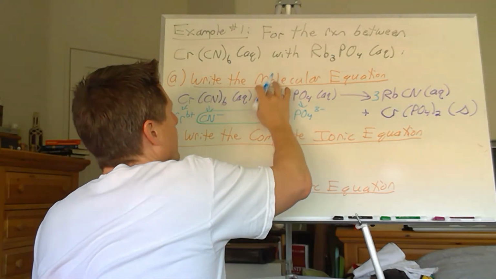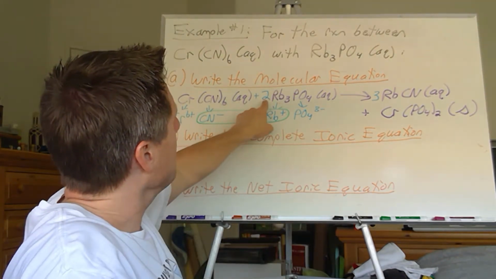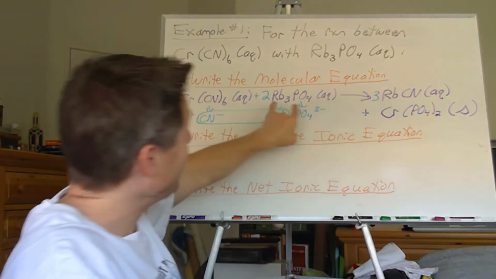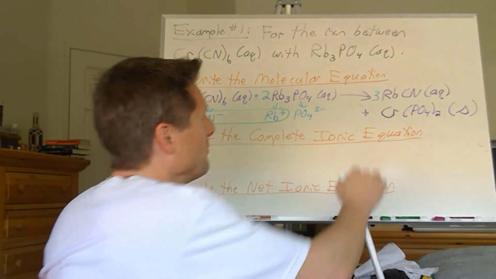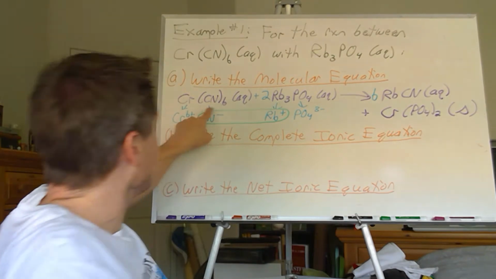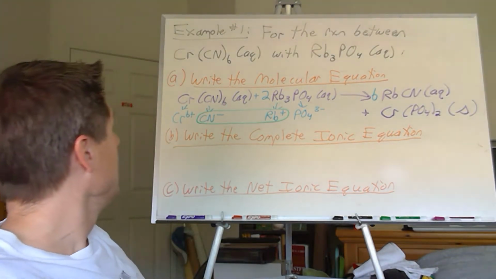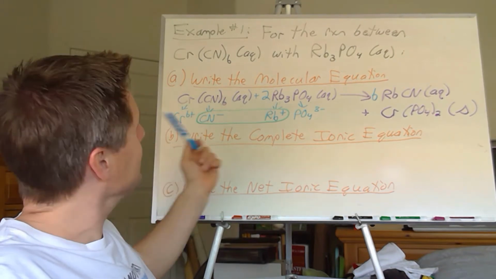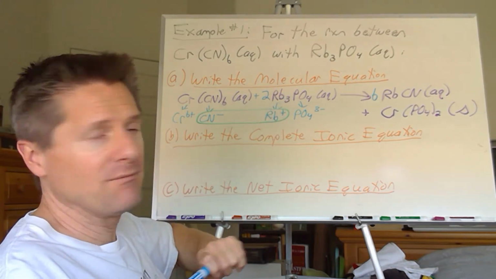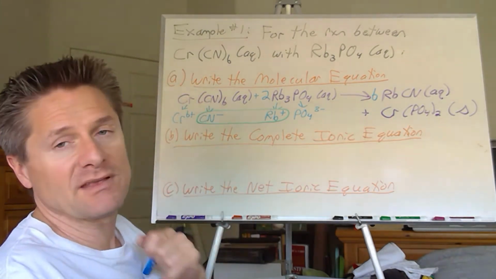Let's put a 2 here. That'll give me 2 phosphates. That then gives me 2 times 3 or 6 rubidiums. And now I have 6 cyanides. See that? So that took a little bit more work than we planned on. So 1 mole of chromium 6 cyanide plus 2 moles of rubidium phosphate will give me 6 moles of rubidium cyanide plus 1 mole of chromium 6 phosphate.